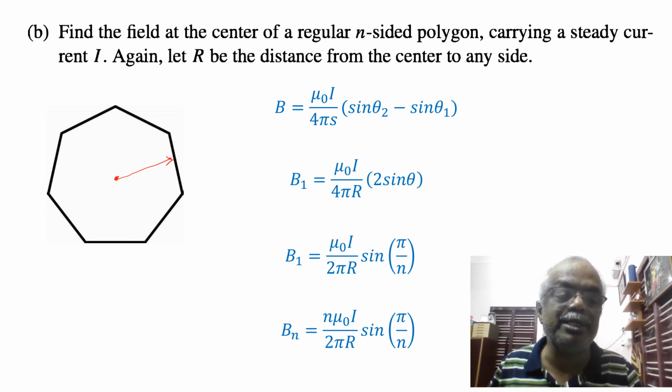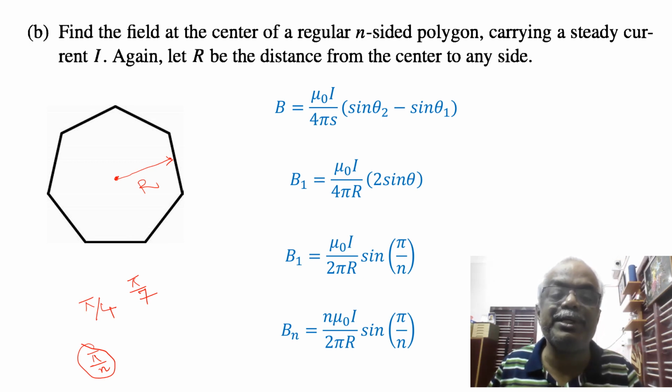So the distance from the center to any side is equal to R. Now from the Biot-Savart law, B is equal to mu naught I divided by 4 pi s. In this case, s is r multiplied by sine theta 2 minus sine theta 1. In the case of a square, we have seen there are 4 sides, so the angle is pi by 4. Here there are 7 sides, so this is pi by 7. But in the general case, if there are n sides, that is pi divided by n.